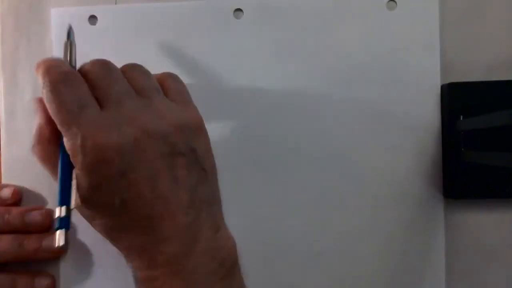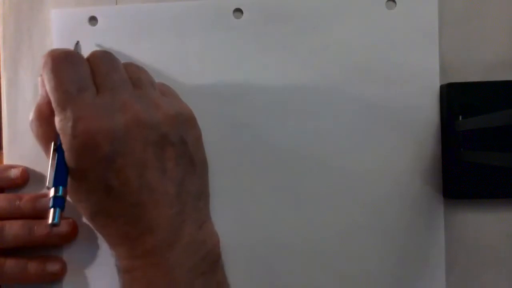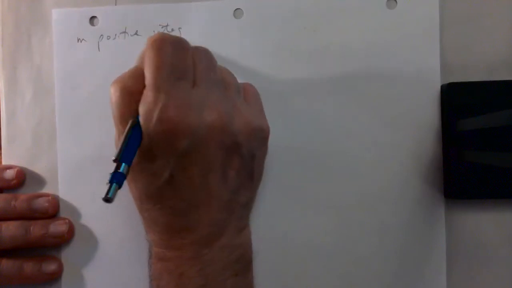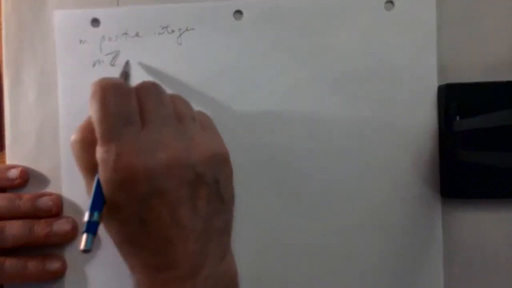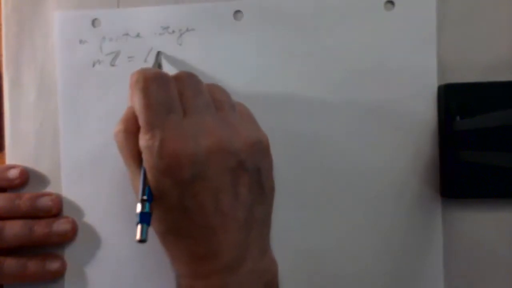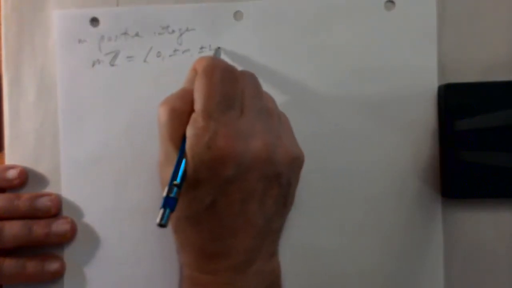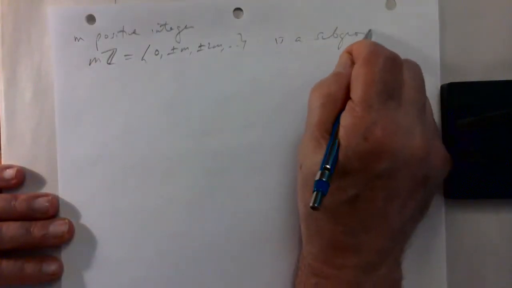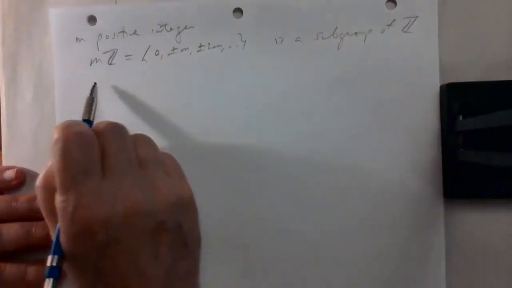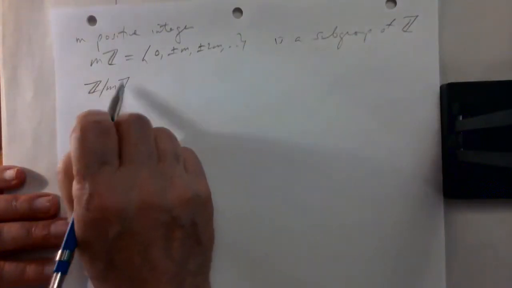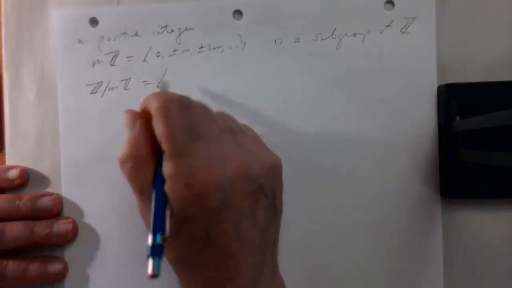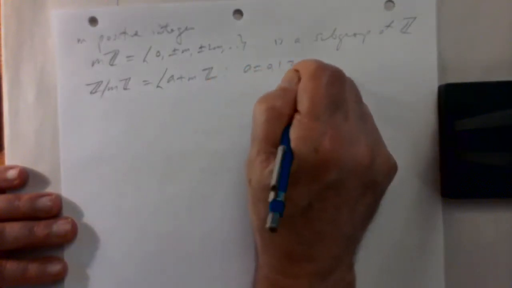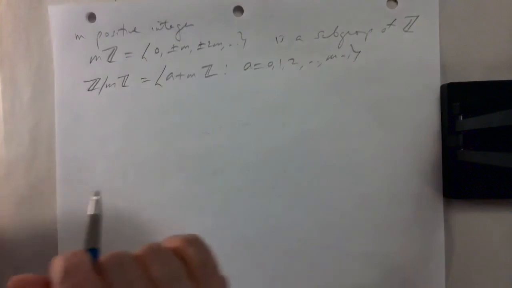Let's go back again to the integers. Suppose m is a positive integer. So mZ, the set of multiples of m, is a subgroup of Z. And the set of congruence classes is just the set of left cosets, a plus mZ, a equals 0, 1, 2, up to m minus 1.